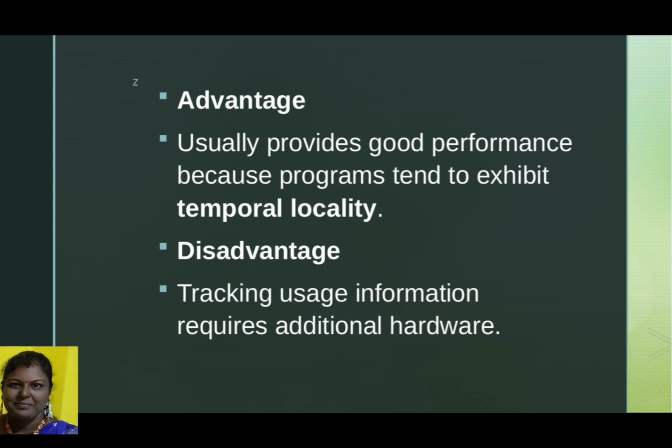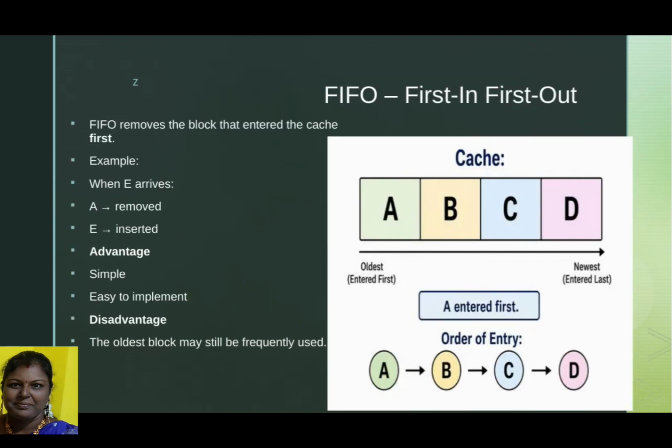Let's talk about FIFO, first in, first out. It's a straightforward way to manage cache. When a new block like E arrives, the oldest block A gets removed to make space. The new block then takes its place. The big advantage here is simplicity. It's easy to understand and implement. But there's a downside: the oldest block might still be in use, so removing it could hurt performance. FIFO's strength is its simplicity, but that can also be its weakness.